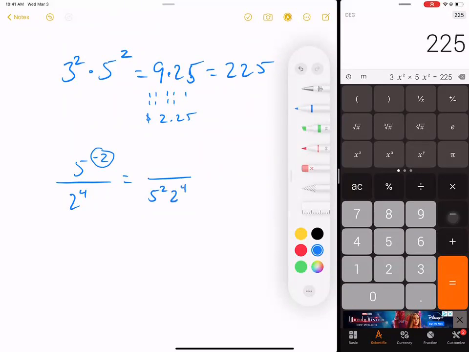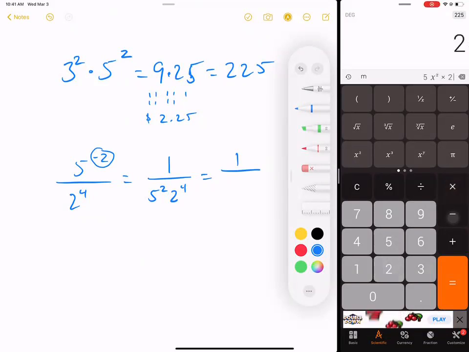And remember, once we move something out, we still have to put an invisible 1 there, because it still is a fraction. So on your calculator, we're going to write 1 over 5 squared times 2 exponent xy, 4 equals, and we should end up with the number 400. Go ahead and try that on your calculators to make sure you are getting the same number. So I'm doing the top separately from the bottom.